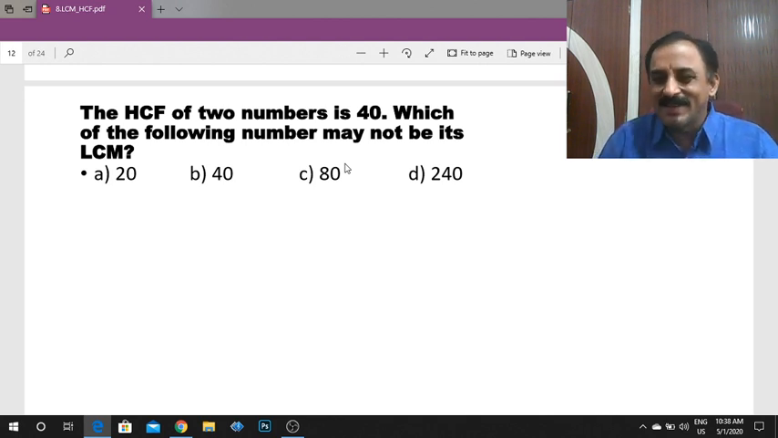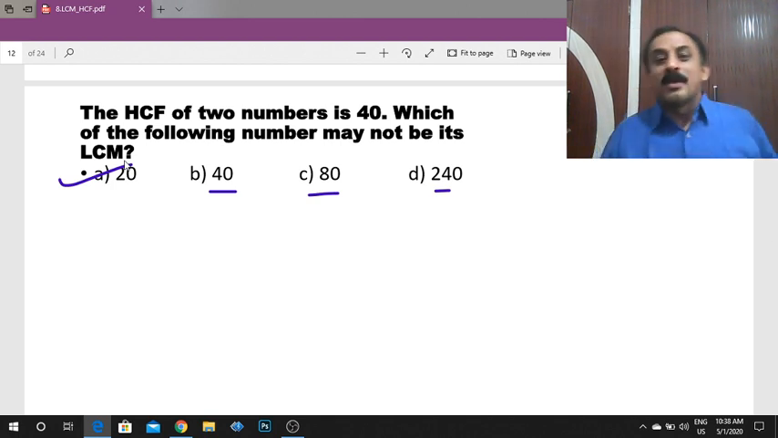Yeah, very good. 20 is the right answer. The LCM should always be a multiple of the HCF. 40 multiples: 40, 80, 240. These are all 40 multiples, but 20 is not a 40 multiple. So your answer is A. And one more: the LCM is always equal to the HCF or more than the HCF also. Okay. So good. Your answer is right. 20 is the right answer.